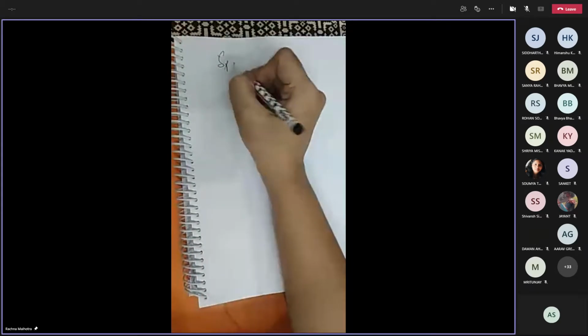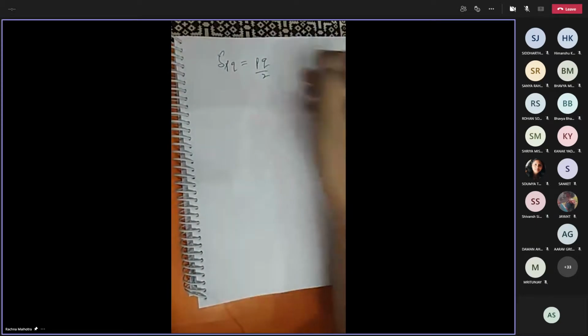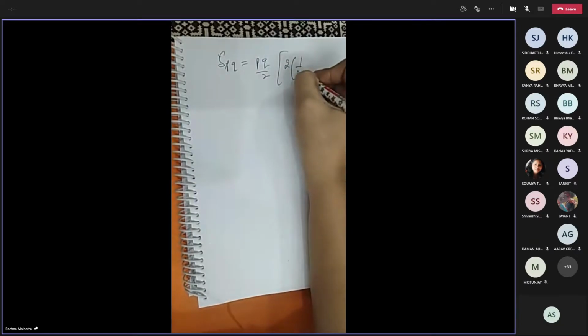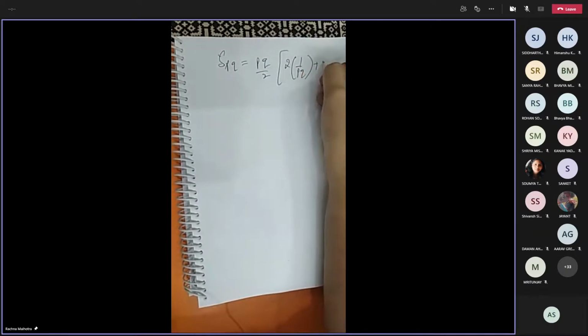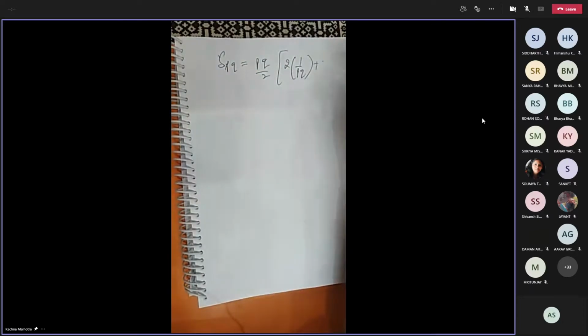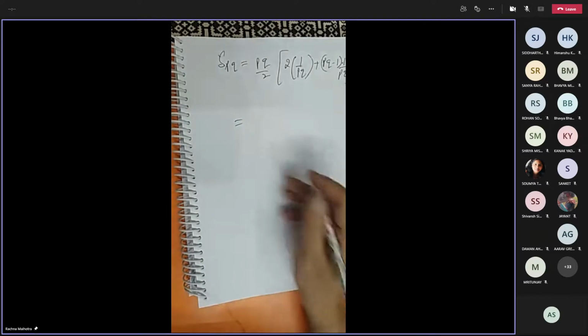So what will be PQ terms? SPQ. So you can just use the sum to n terms. What is A? A is 1 by PQ. What is N? Please tell me what is N now? PQ minus 1. Yes, PQ minus 1. And again, what is D? 1 by PQ. Just solve it, you will get the answer.